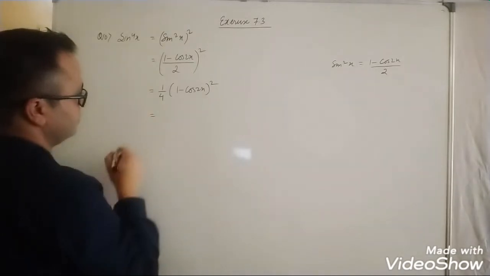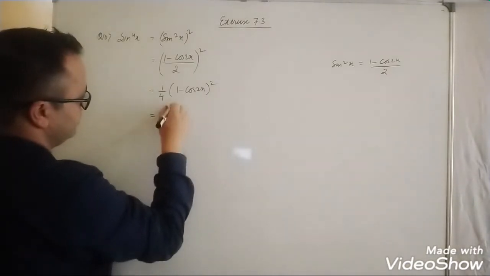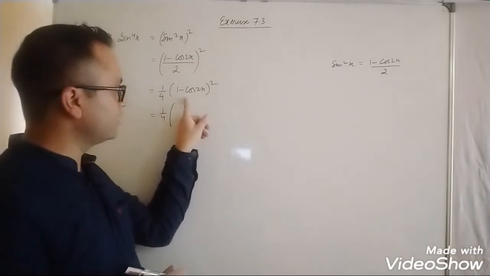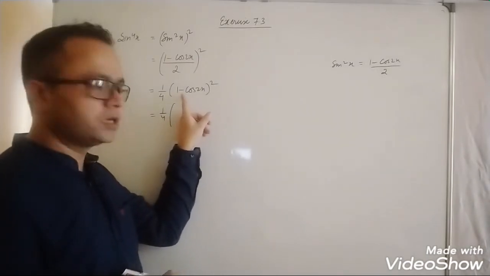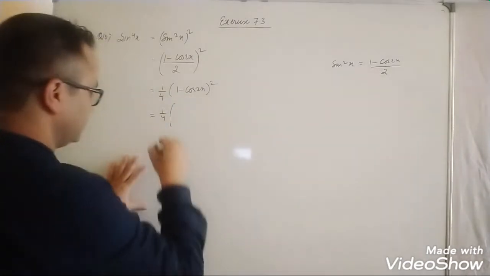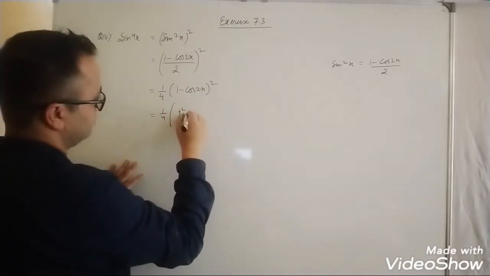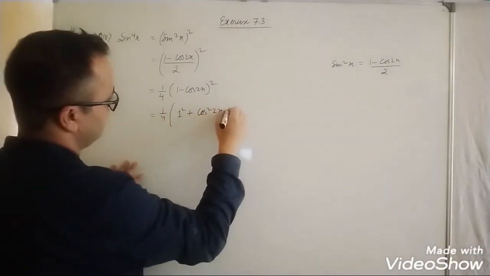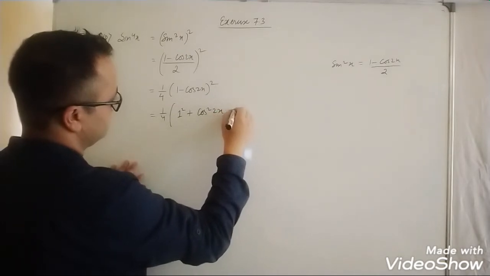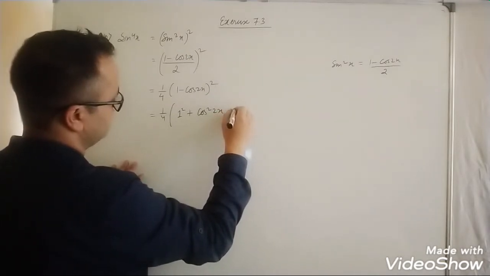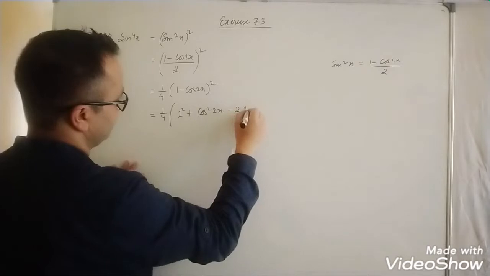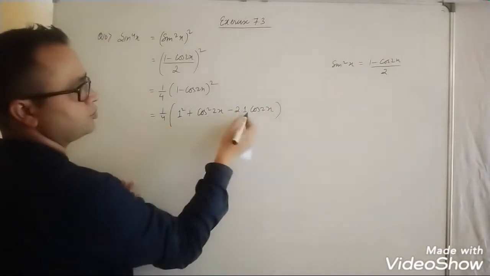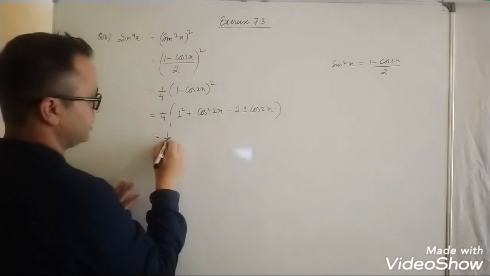So this equals 1 by 4, 1 minus... Now what is the formula of (a minus b) whole square? The formula of (a minus b) whole square is a square plus b square minus 2ab. Here a square plus b square is cos square 2x, minus 2ab, 2 into 1 into cos 2x. It is the formula of (a minus b) whole square.